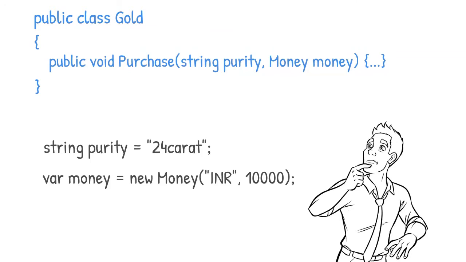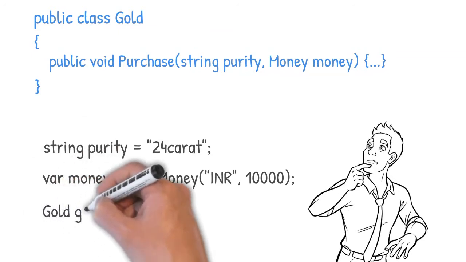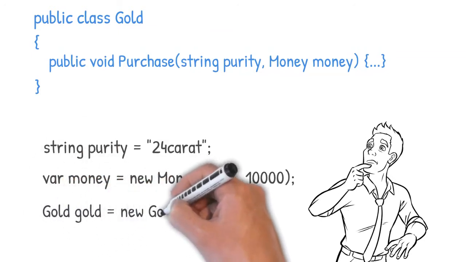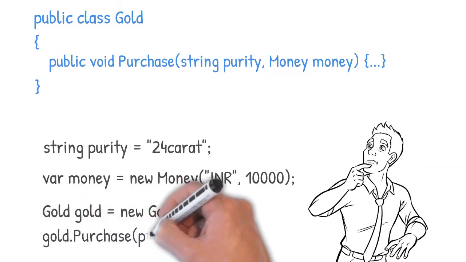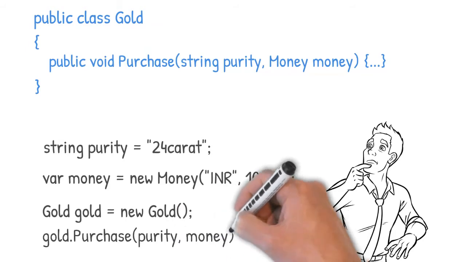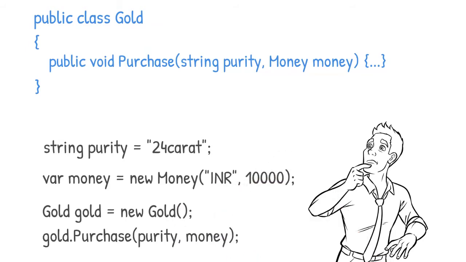Now once purity and money are properly initialized, consumer can create the instance of gold so as to consume purchase method with the appropriate values of purity and money. Consumer is not going to like this.